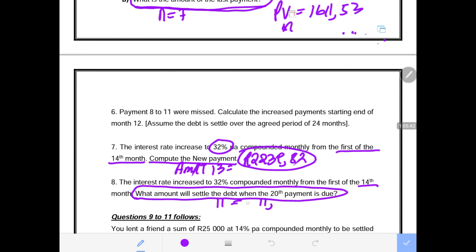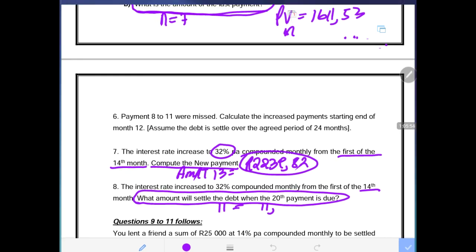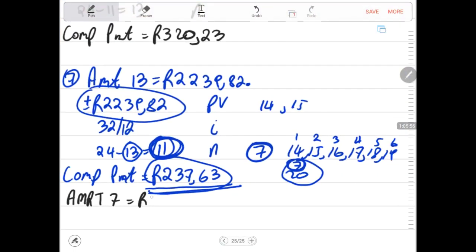What will settle? In other words, if you wanted to settle on the 7th new payment or on the 20th month, how much will be the balance before the 20th payment is made? That is why we say amort 7. Now our calculator knows exactly this: for the next 11 months, the 7th month is the 20th payment. We say amort P1 equals 1. We don't want payment number 1. P2 equals 7. We say enter.